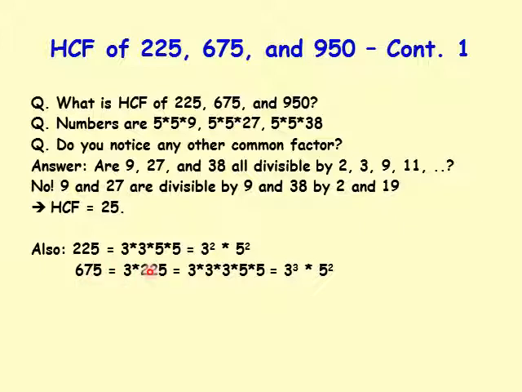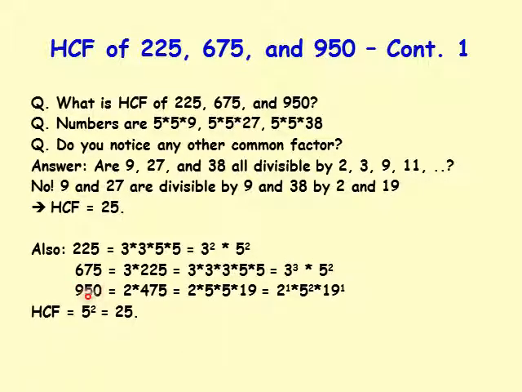675 is 3 times 225, which is 3 to the power 3 and 5 to the power 2. Let's continue. 950 is 2 times 475, which is 2 times 25 times 19, that is 2 once, 5 twice, and 19 once. The common factor is 5 twice here, 5 twice here, and 5 twice here. Nothing else is common. 3 appears twice in the first number, 3 times in the second, and it doesn't show up in the third number.